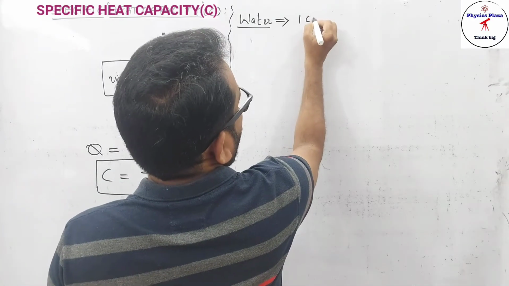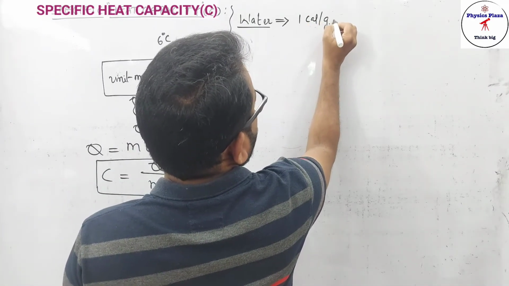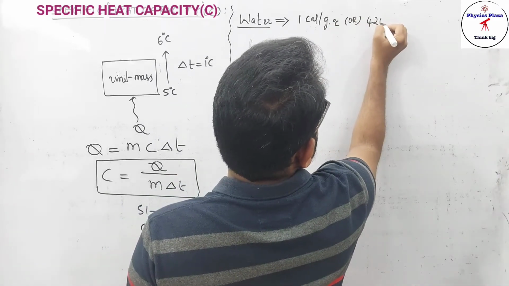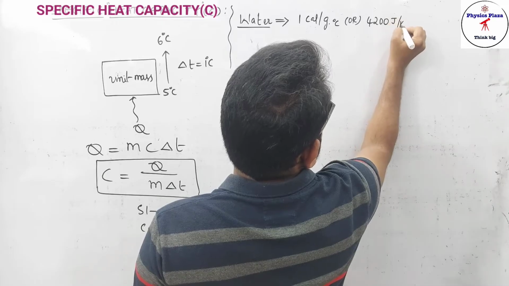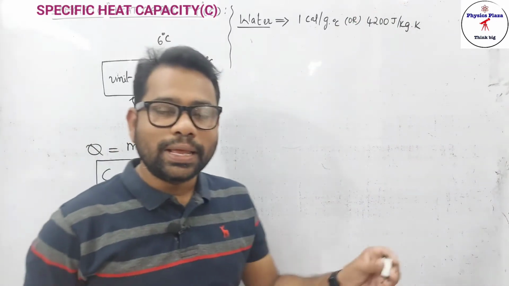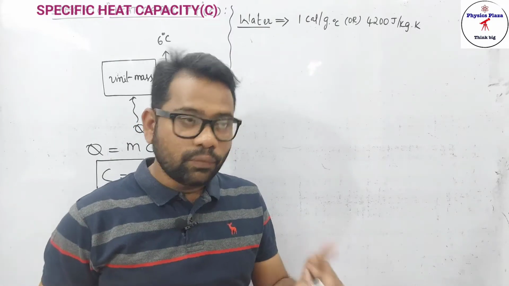Its value is 1 calorie per gram degree Celsius, or we also can write 4200 joule per kg Kelvin. Is it clear? Fine, children.